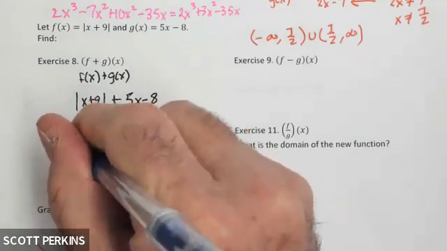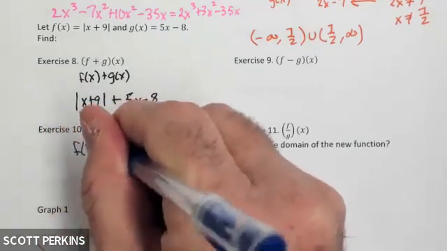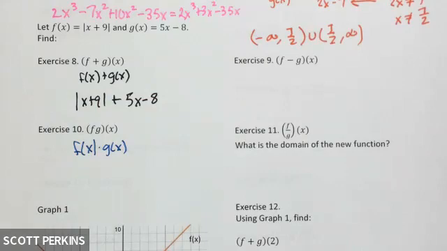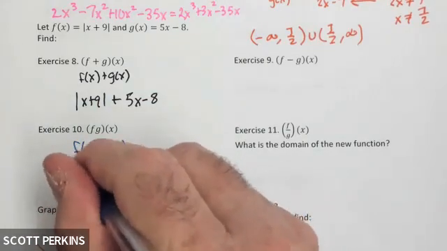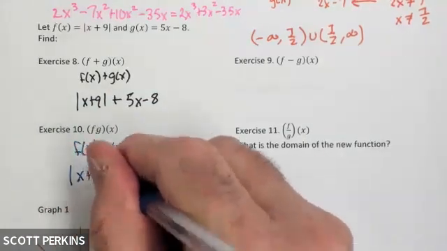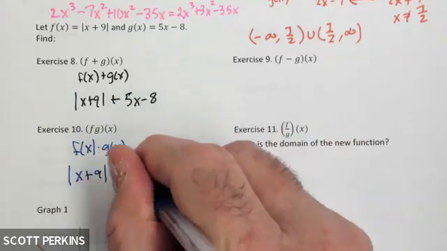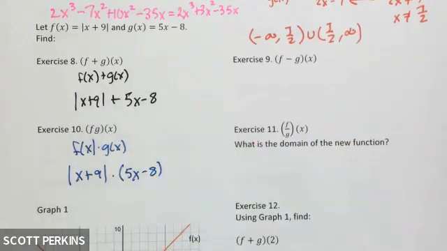So this is the multiplication function, f of x times g of x. Once again, f of x is the absolute value of x plus 9. G of x is 5x minus 8. And again, I just wanted to make the point, these absolute value bars can't just be dropped. I can't start foiling. So again, don't try to do more work than the problem requires. You are done at this point.